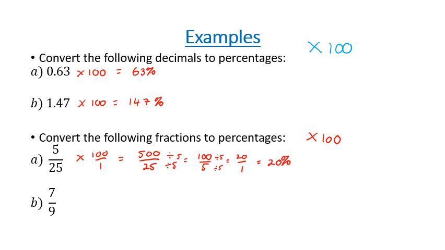In our second part, we've got 7 over 9. Remember, we need to times this by 100, so that's going to give us 700 over 9. That's the same as saying 700 divided by 9, and all we need to do then is use a calculator to work out 700 divided by 9. And that's going to give us an answer of 77, or approximately 77.78%.